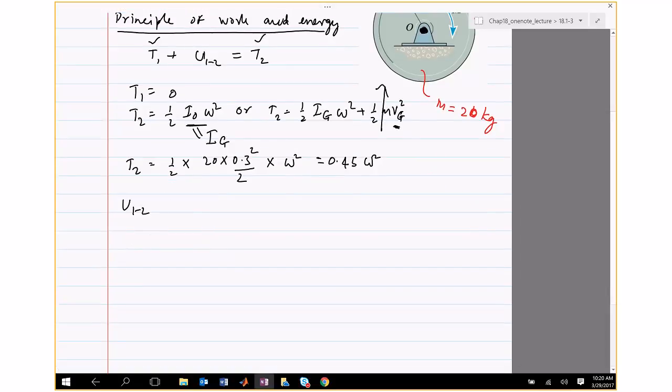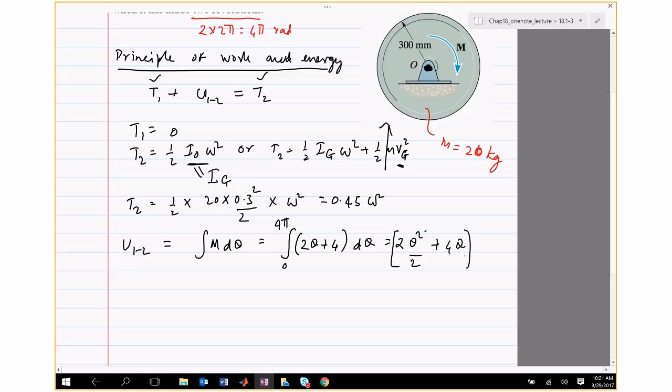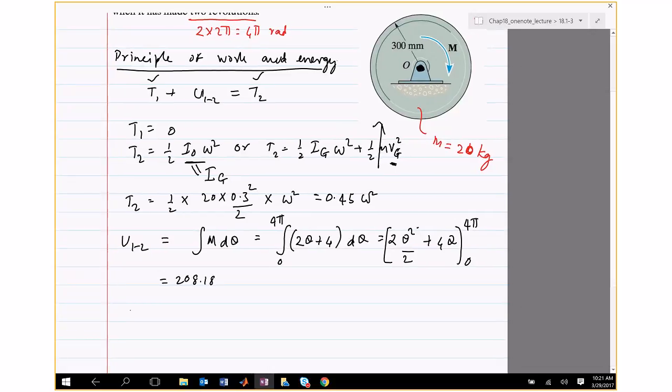W12 is the work done by the external force. In this case, the external force is the moment. So the work done is M times d theta. The moment is 2 theta plus 4 d theta, and this particular disk goes from 0 to 4 pi radians. So doing this integration, plus 4 theta, what I get is 208.18.